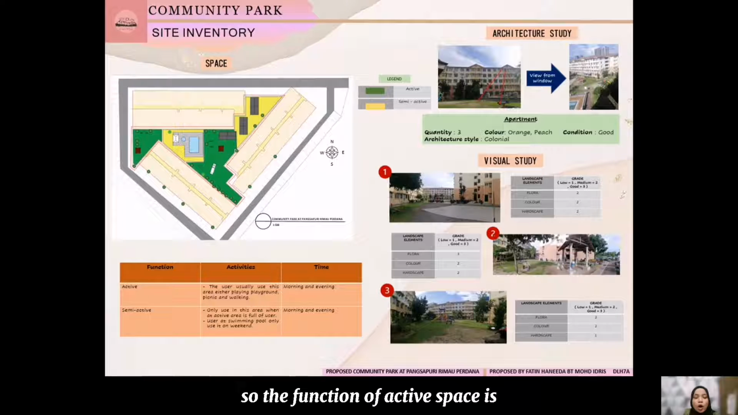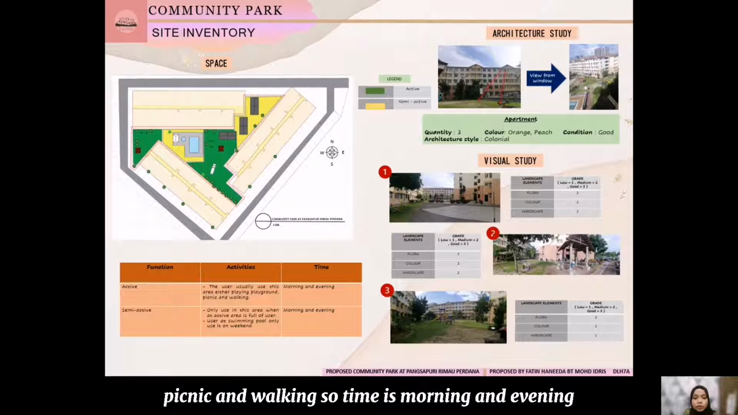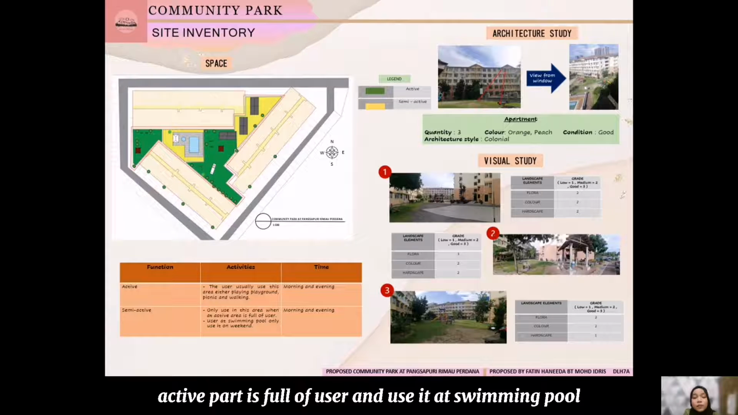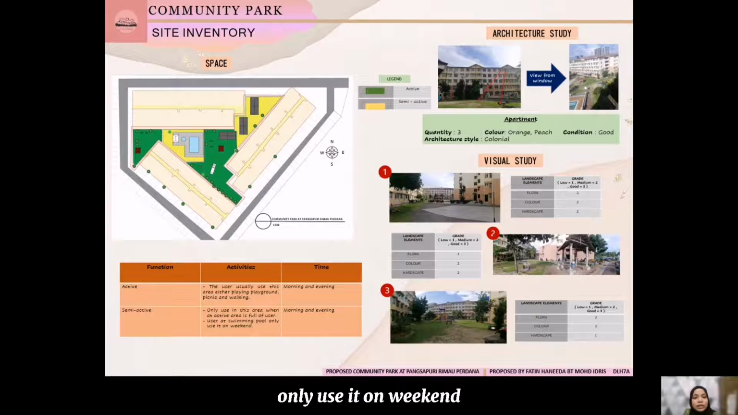So the function of the active space is that users usually use this area for playing at the playground, picnic, and walking. So time is morning and evening. For semi-active, it is only used when the active part is full of users, and users at the swimming pool only use it on weekends. So time is morning and evening. So the site plan shows the active and semi-active areas.